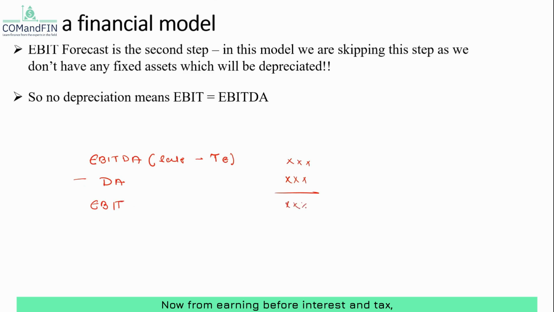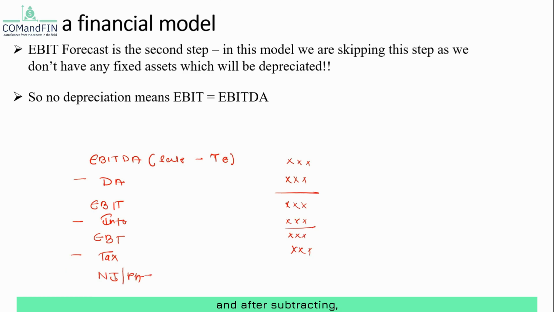Now, from earnings before interest and tax, once you subtract the interest cost here, you will be able to calculate the EBT, that is earnings before tax. And from this, we can subtract the tax and we can get the PAT, which is also known as net income. So you will get the net income or PAT after subtracting the tax amount. So this is how we calculate the values.